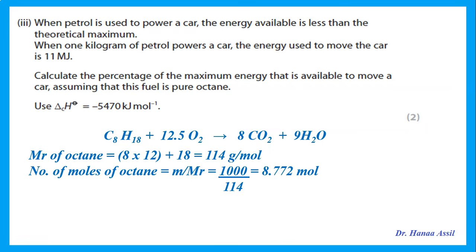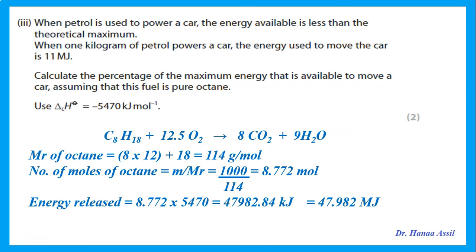And we're saying that 1 mole gives 5470. So this number of moles would give this amount of energy released: the number of moles times the delta H. Remember that the delta H given is kilojoule per mole. So this multiplied by the number of moles will give me the total amount of energy released from the 1 kilogram of petrol. Now, we are using it to move the car.